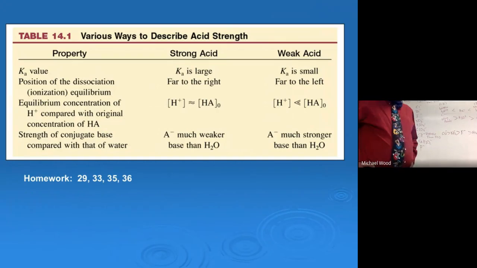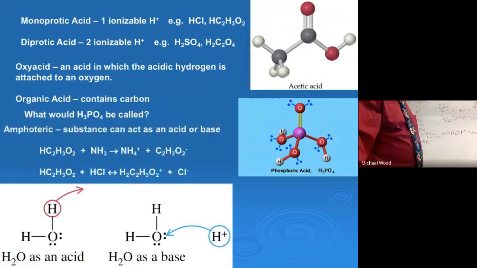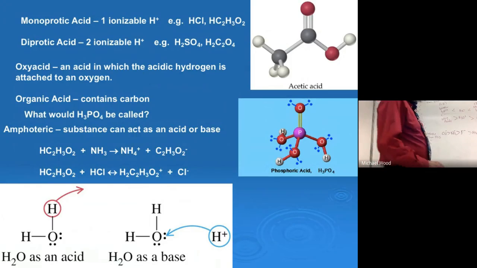Okay, the next page just has a bunch of definitions on it, which are not key things in this chapter, but there are things that we should be able to recognize what they mean. So I'm just going to put this up, talk about it briefly, then I'll give you a second for those that are taking notes to write these down. But monoprotic means it gives off one H.